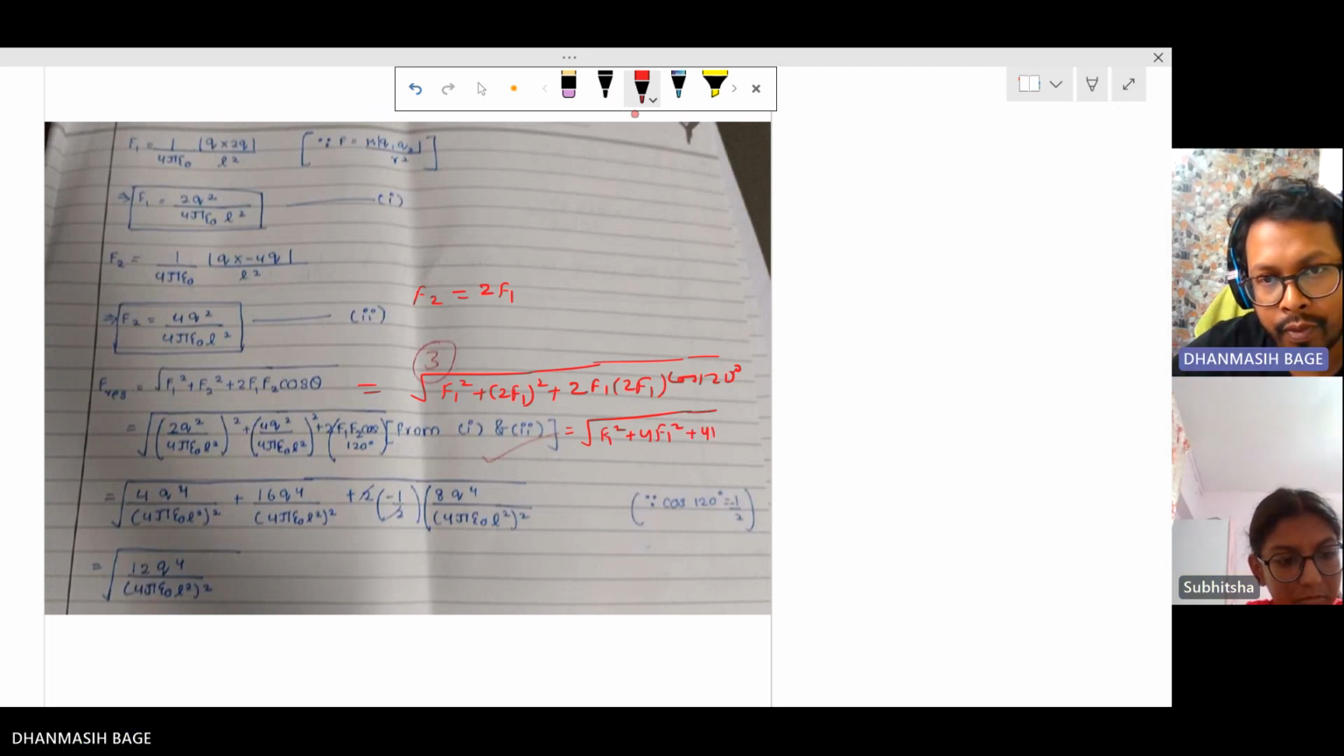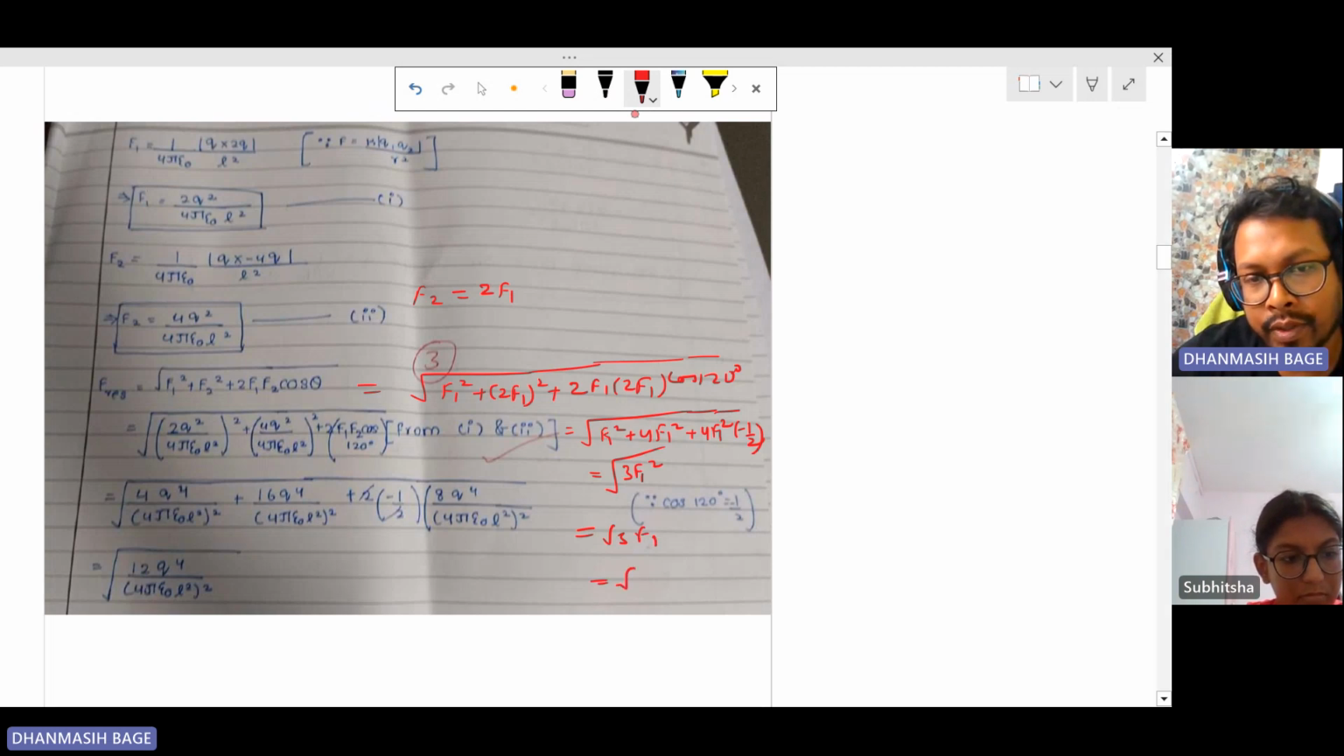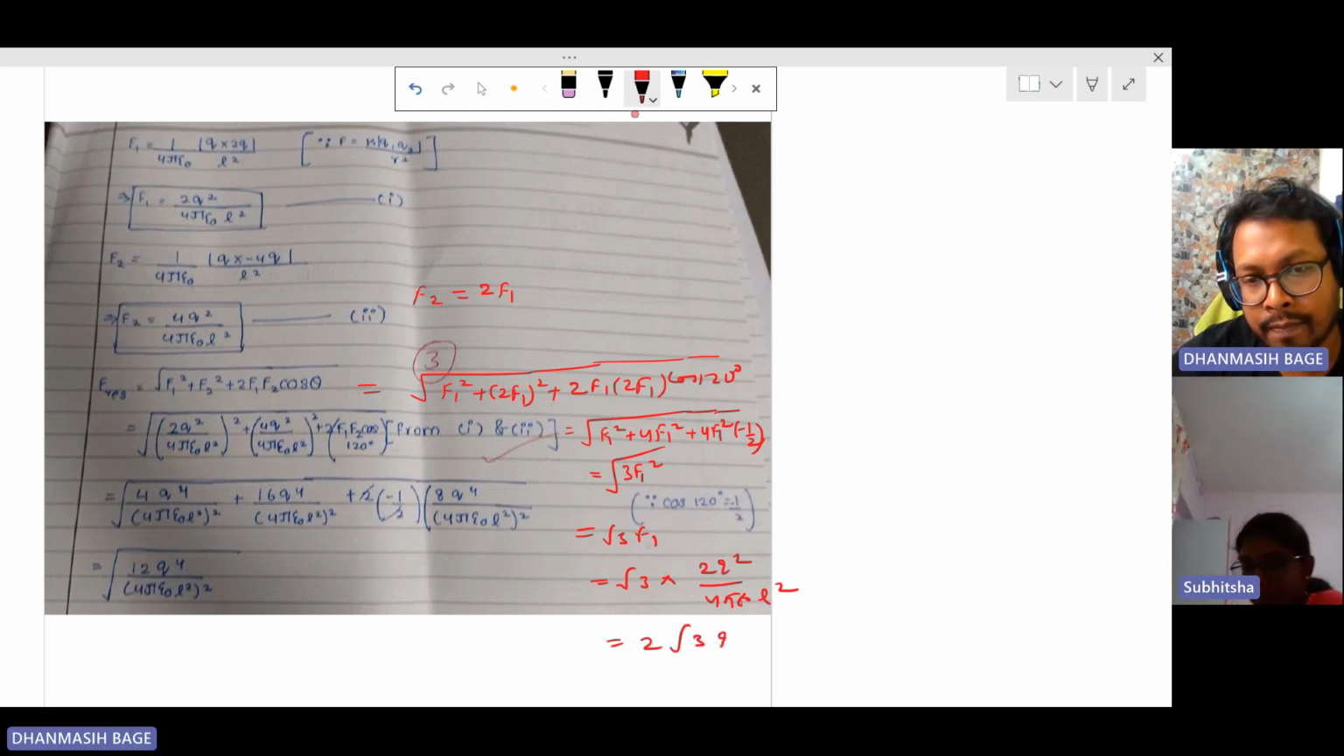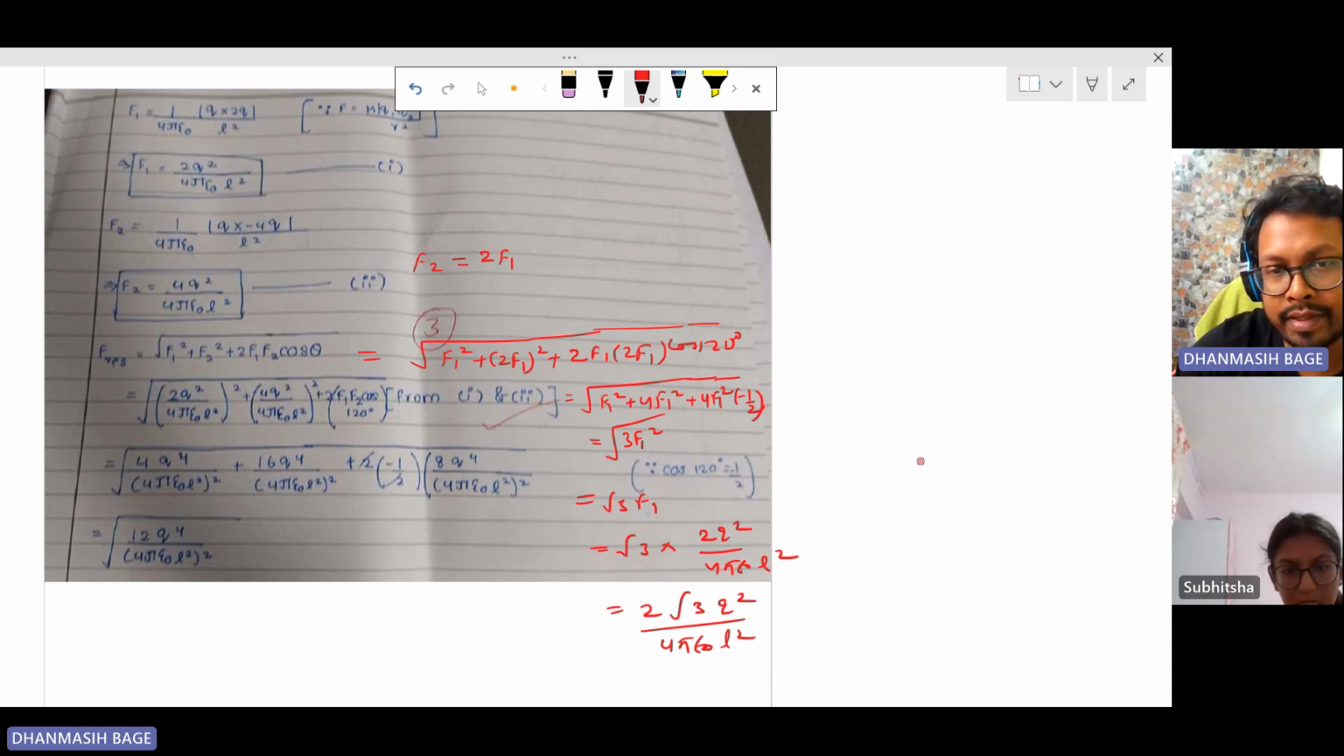plus 4F1 square into minus half. That is equal to 3F1 square root over, that is equal to root 3 F1. And now root 3 and F1 is equal to what? 2q square by 4 pi epsilon naught L square, right? So you got the same answer, 2 root 3 q square by 4 pi epsilon naught L square, right? See, you got the same answer here.